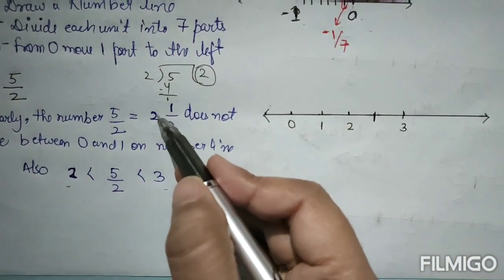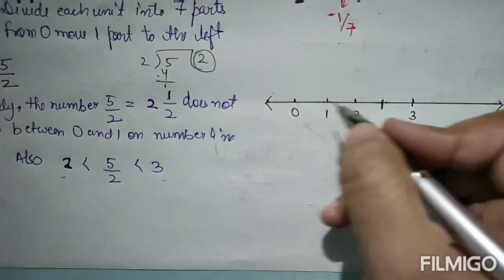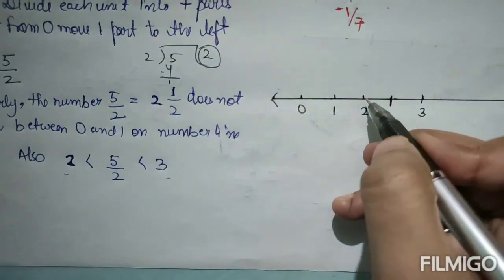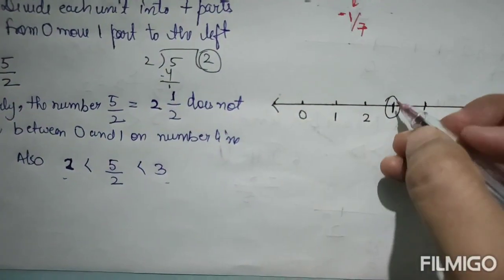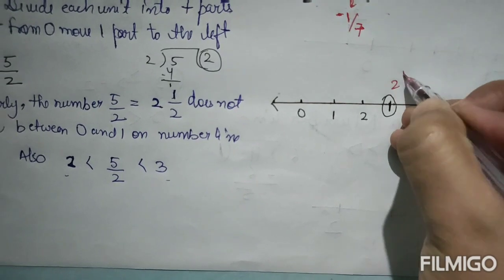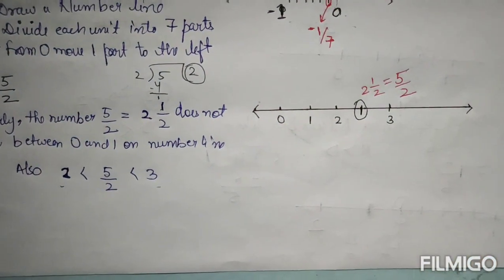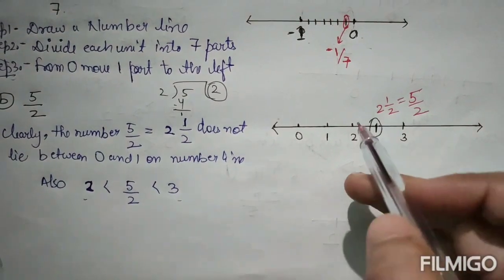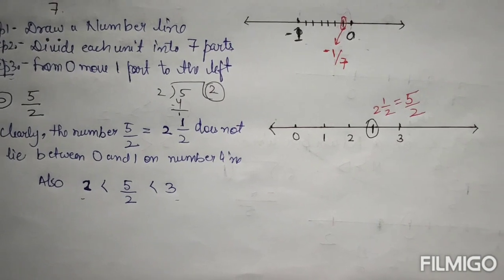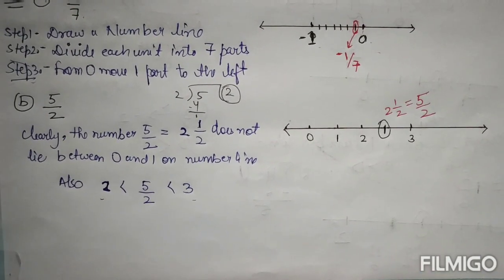Now you have to move 1 to the right of 2. That means this will be your respective number, 2 1 by 2, which is 5 by 2 on a number line. So this is the midpoint of 2 and 3, which is 2.5. Clear? This is how you are going to draw it.